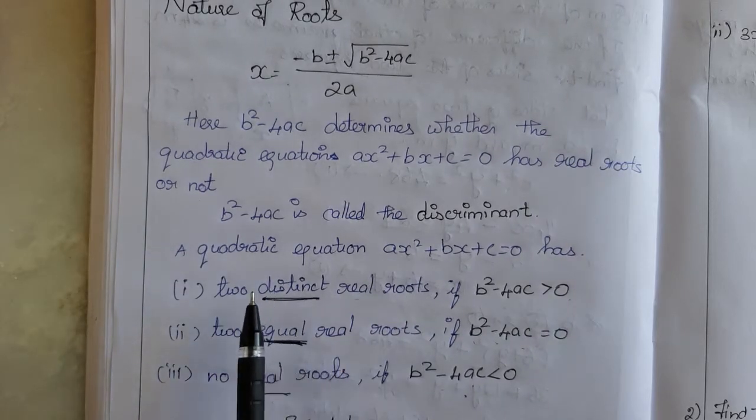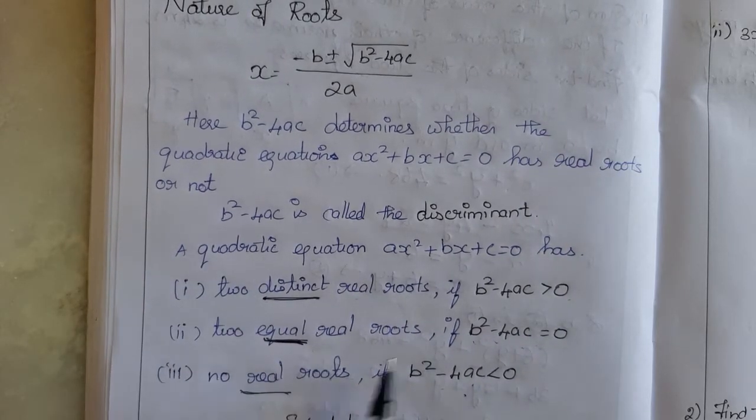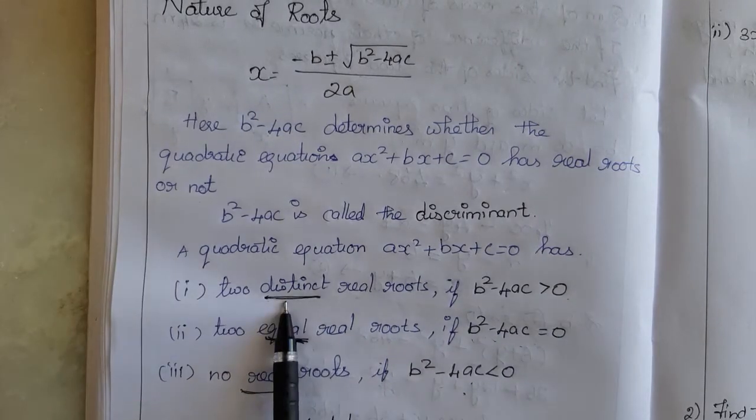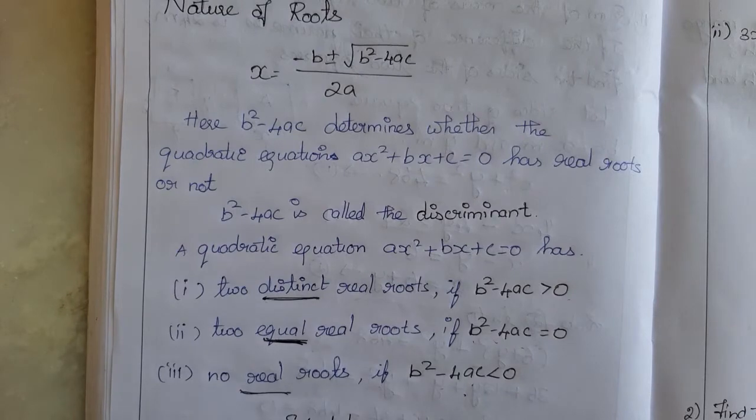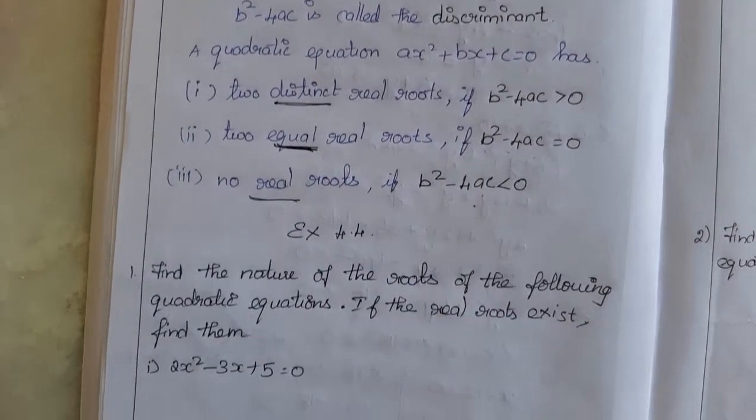That's it. If the roots are distinct or equal, they are real roots. If it's positive, it's distinct real roots. If it is 0, equal roots. If it is negative, no real roots. So here we go for the problem.